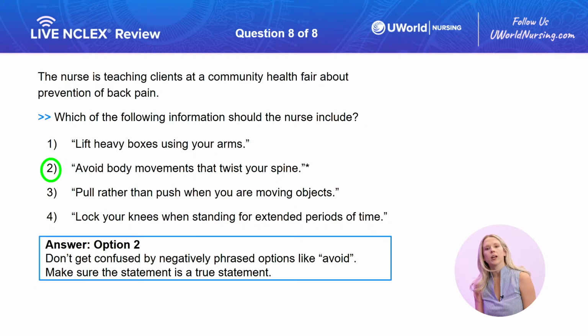1, 3, and 4 are incorrect. So lift heavy boxes using your arms. We want to lift with your legs and stabilize your core to help. This will help prevent back injury. Same thing, 3, pull rather than push. Pushing is going to be easier than pulling something towards you when you're moving objects. And if you can make it easier, that's going to be more likely to prevent that back pain.